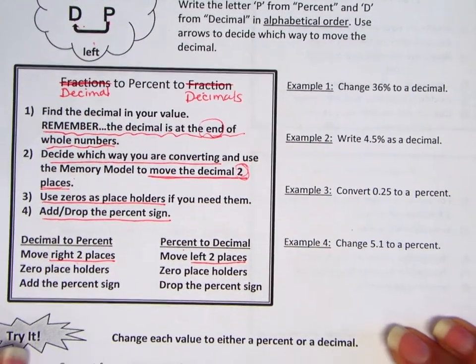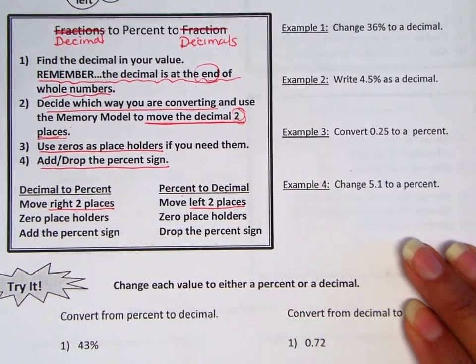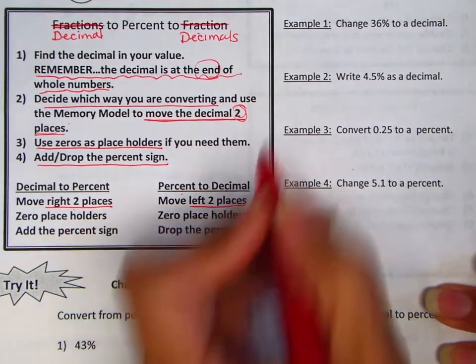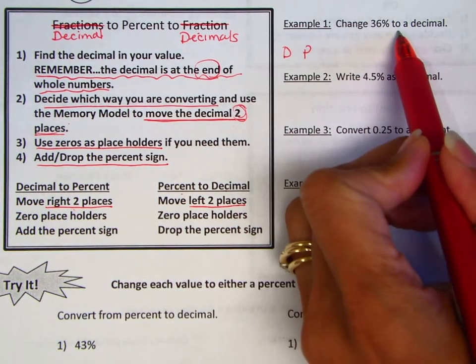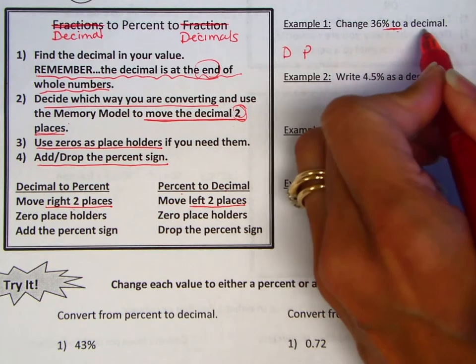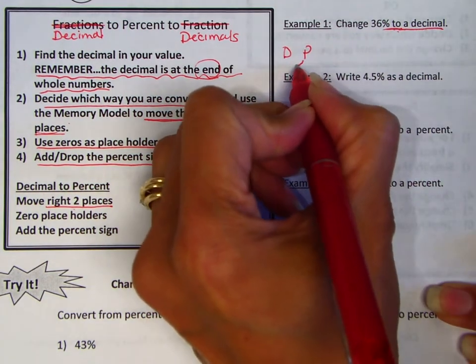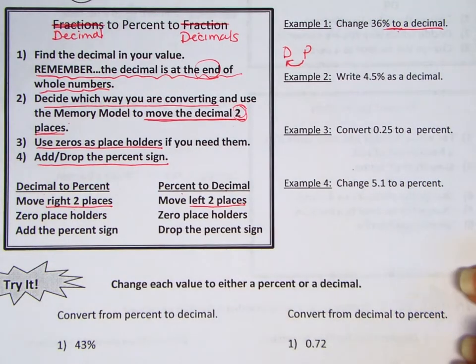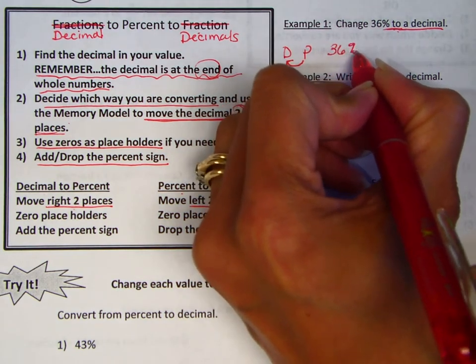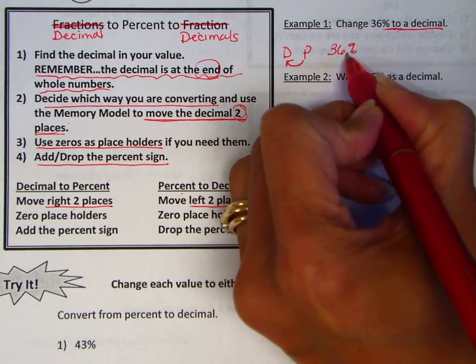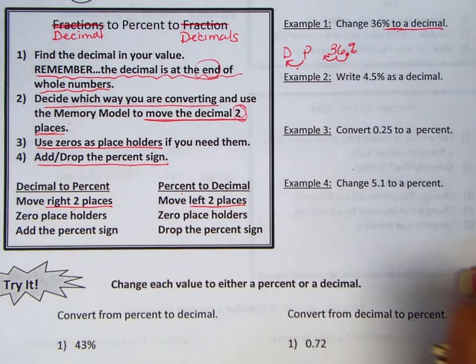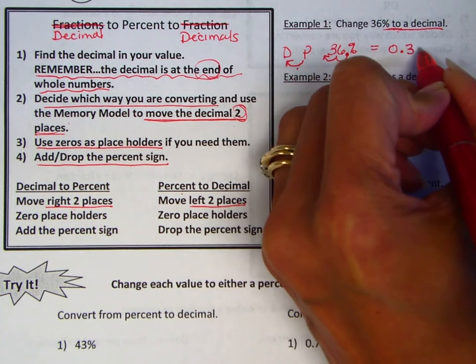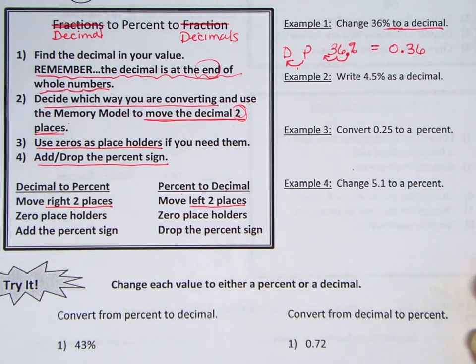So let's try it out on our examples. First thing I want to do is I want to write my memory model so I remember what I'm doing. Decimal, percent, alphabetical order. I figure out what I'm doing. I am converting percent to a decimal. Percent to a decimal, and I draw my arrow. That helps me remember which way I'm going to move the decimal. So I write my number, 36%. My decimal is at the end of a whole number, and I need to move it left 2 places. So now my decimal is 0.36, and I drop that percent sign.